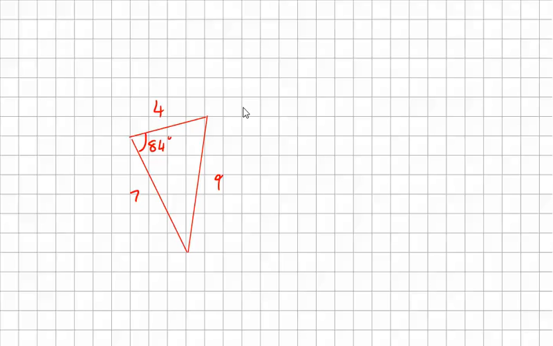But just for the purposes of checking, if I asked you to tell me the area of that triangle using half AB sine theta, if I asked you to put the numbers in, what would you tell me to do? What would A and B be? 7 and 4. Why? Because it's next to the angle. So it's going to be 7 times 4 times sine of 84.